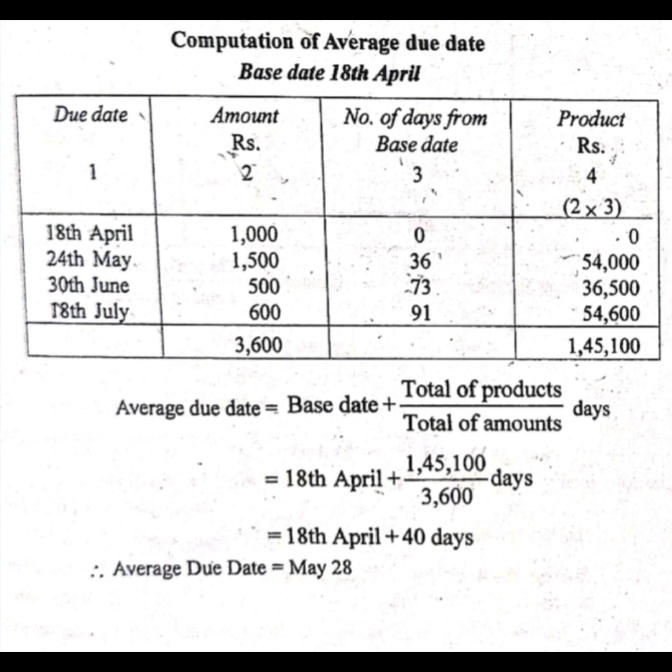The total of amount is 3,600, and total of products is 1,45,100. The basic formula for average due date is equal to base date plus total of products divided by total of amount, calculated in days. We take the base date as 18th April, total of products is 1,45,100, and total amount is 3,600, which comes to 18th April plus 40 days. We should add the calendar days from 18th April, across April, May, June, and the average due date comes to May 28. Thank you.